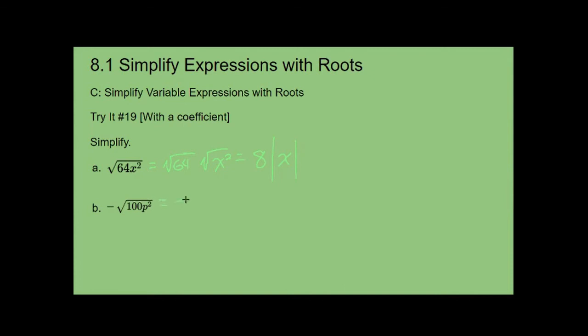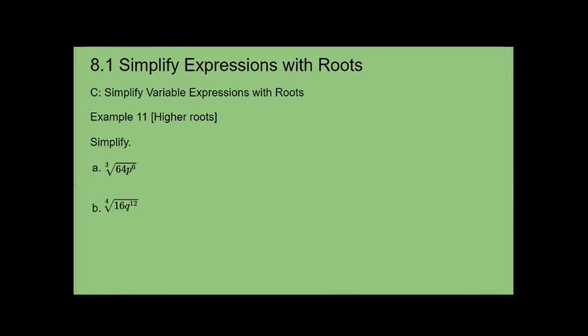Okay, let's rewrite this as negative square root of 100 times the square root of p squared. The negative just keeps carrying over, and the square root of 100 is 10. Remember, you don't need an absolute value for when it's a number. You only need the absolute value when you have a variable. Now the square root of p squared, absolute value of p, and that's your answer for that one. So check your answers against mine and make sure they match.